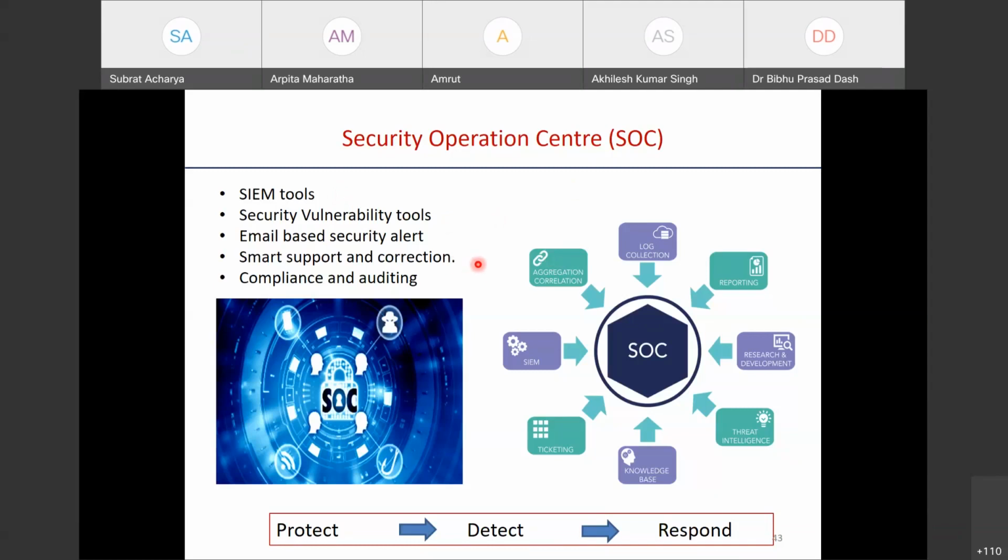That is all human related activities. That is the actions we are doing. So support and correction. So what are the corrections we did, or what are the actions we did? That itself is another data set. So those all are being created in the security operations center.